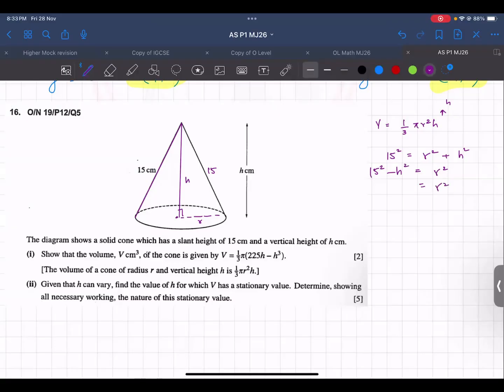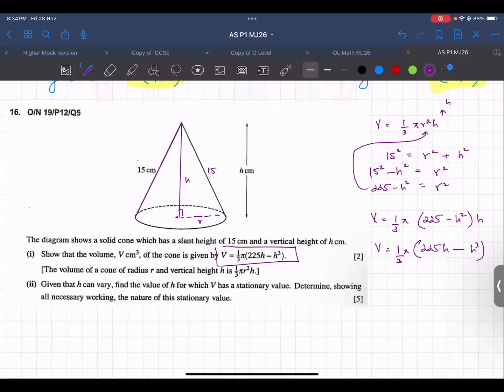So r square is equal to 225 minus h square. Now you can replace this value of r over here. So your v comes out as 1 upon 3 into pi into (225 minus h square) into h. And then if you expand the bracket, or multiply the h outside inside the bracket, so 225h minus h cube. So this is the same equation. So 2 marks, you got the 2 marks for forming the equation.